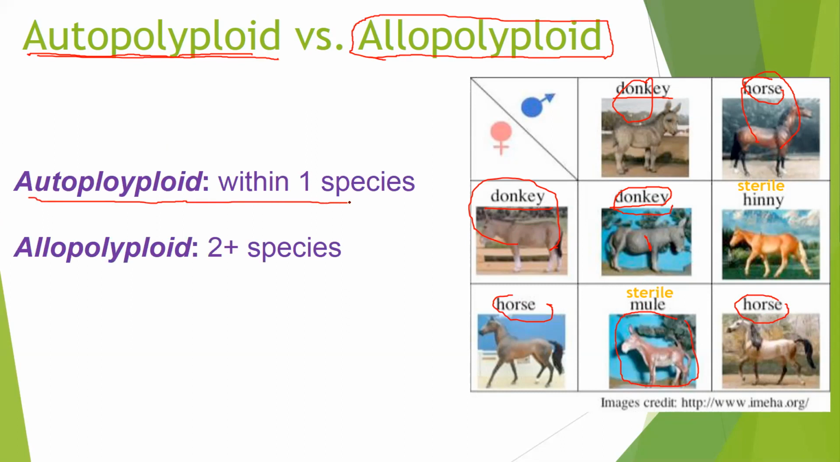So autopolyploid means the cross is within one species. But allopolyploid means the progeny is produced by a cross between two or more species. Okay.